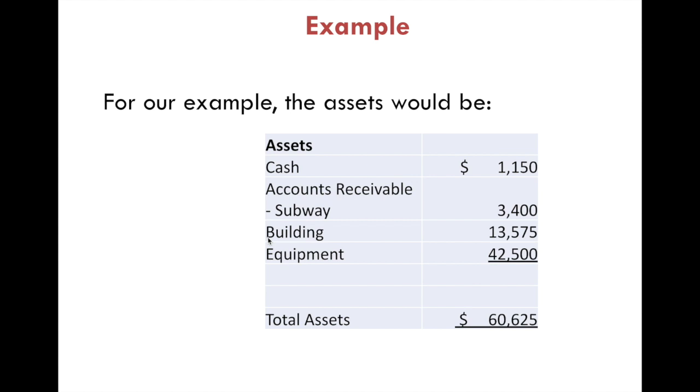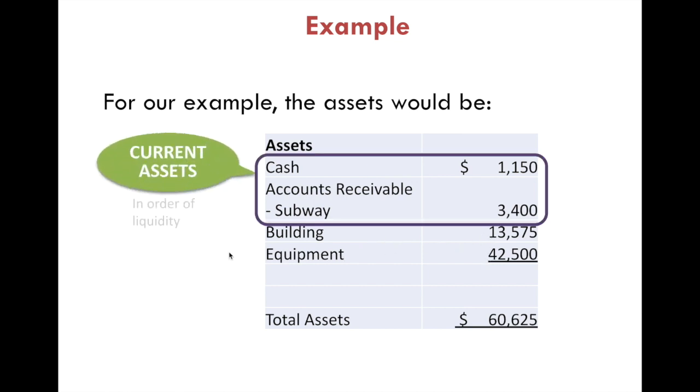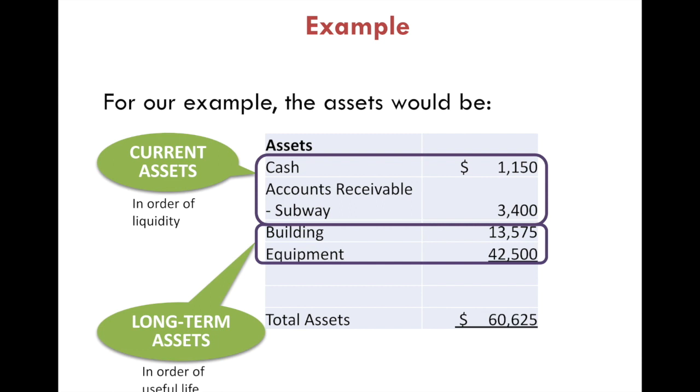So here's an example of the asset side of the balance sheet. We've got cash first, accounts receivable, building, equipment. Remember that these are historical costs, how much we paid for this stuff. So current assets are listed in order of liquidity, and long-term assets in order of useful life.